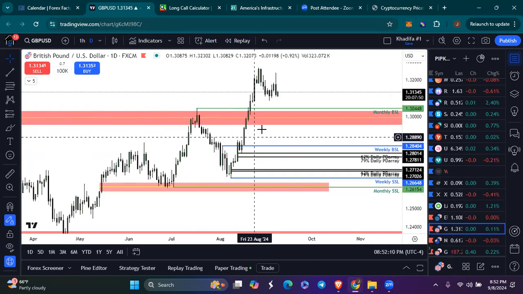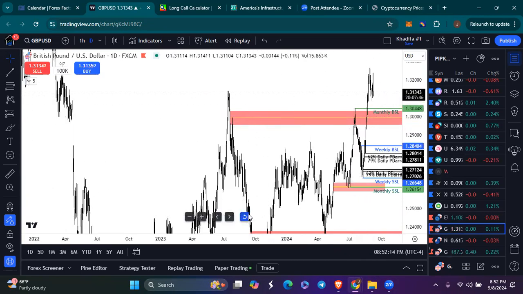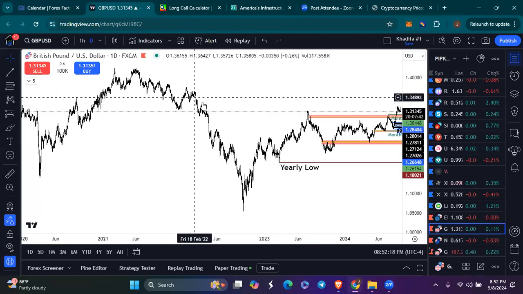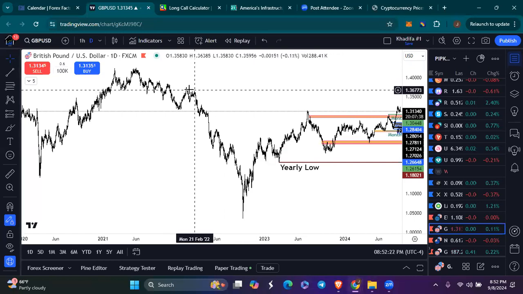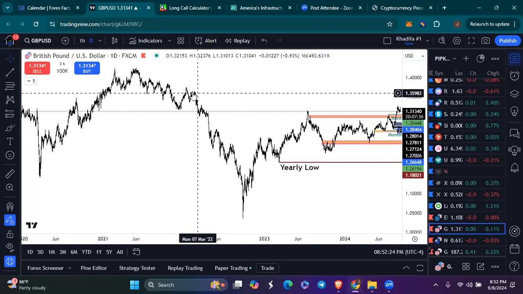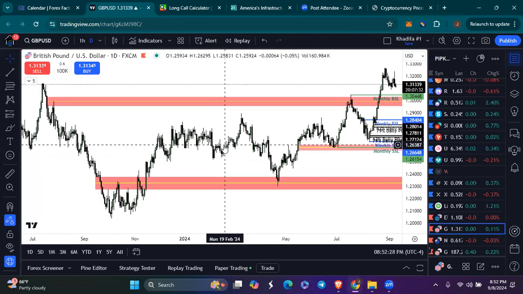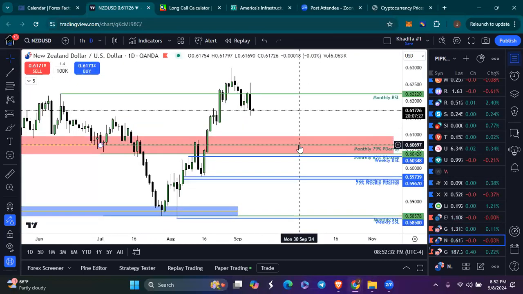And same thing across currencies. Same thing for pound. Want to see us run up into here, the equal highs up here that we see. It's the pool of liquidity. I want to see us run that for the pound.